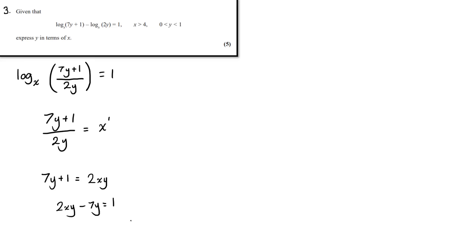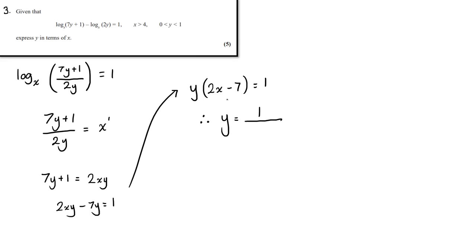And like we just said, if we factor the y out here, I get y lots of 2x minus 7 is equal to 1. Then clearly, we just want y here to express y in terms of x, and we just divide by 2x minus 7. So therefore, y is equal to 1 over 2x minus 7. And that gives us the solution to question 3.